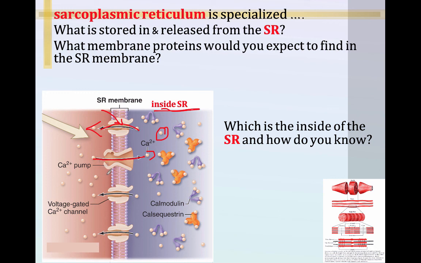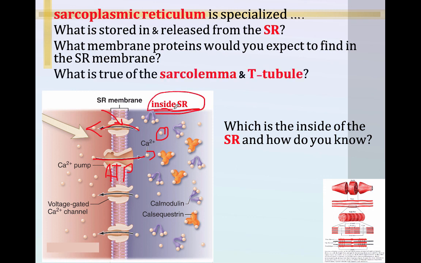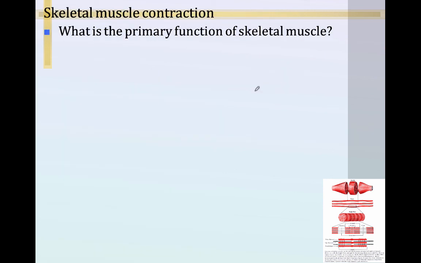And so again, what do these guys need to use that isn't shown here? Oh, they need energy. They need to hydrolyze ATP to get the energy to pump the calcium back into the inside of the sarcoplasmic reticulum. What's true of the sarcolemma and the transverse tubule? Well, they're continuous one with one another. That's what's true of those two.